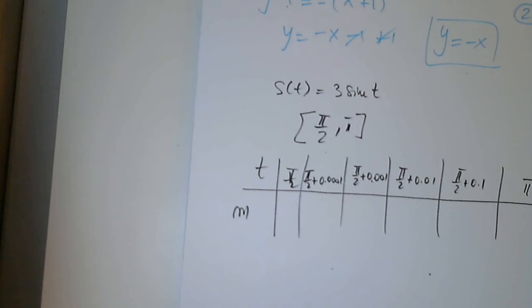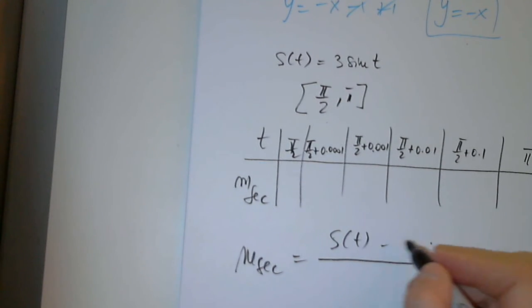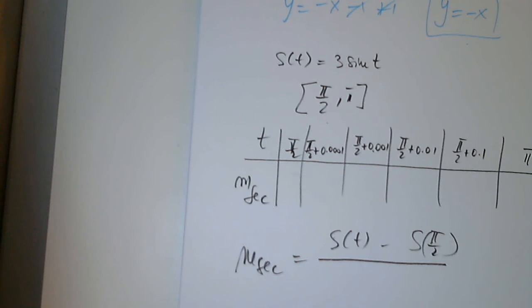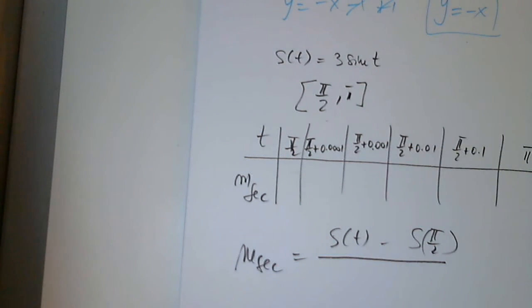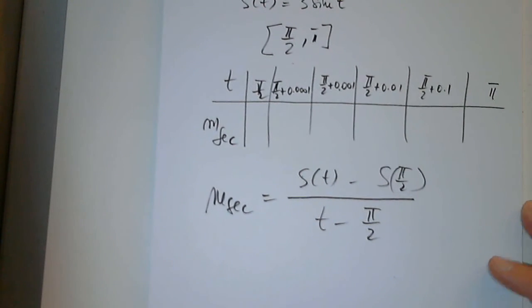So let's create the slope of the secant line. That will be s of t minus s of pi over 2, because pi over 2 is our reference point. All of these intervals have pi over 2, over t minus pi over 2. This is what we are going to enter in the graphing calculator. Any questions so far? So let's put it in. Of course, I will replace s of t by 3 sine t.